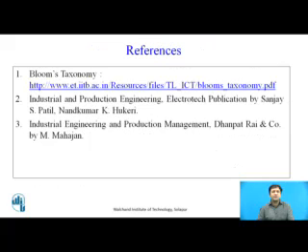Now the references used are Bloom's Taxonomy, the Industrial and Production Engineering book by Sanjay Patil and Hukkeri, and the Industrial and Production Management book by Dhanpat Rai and Mahajan.